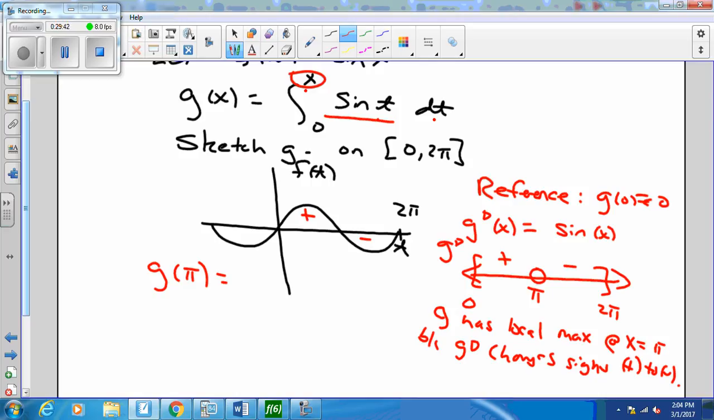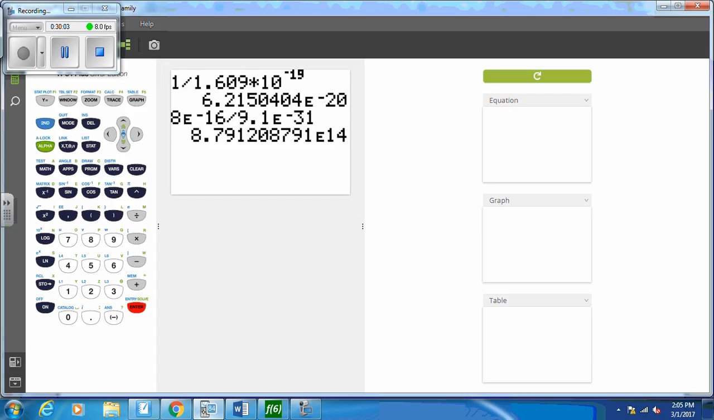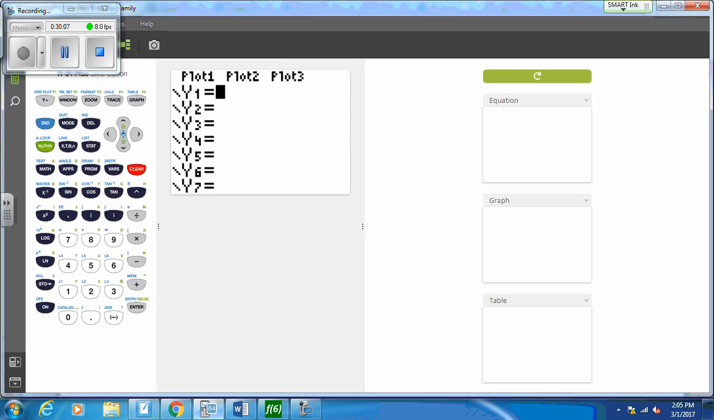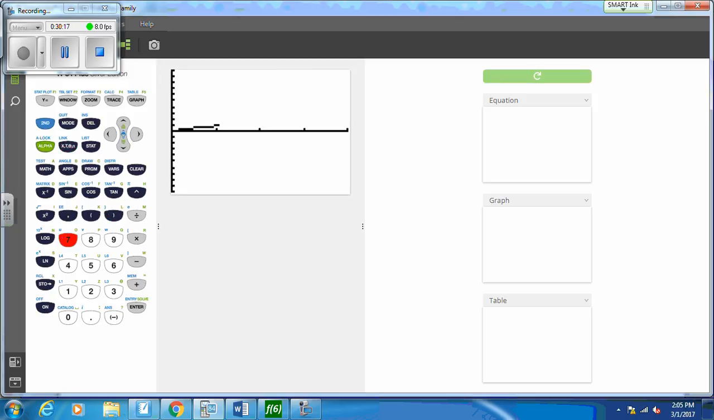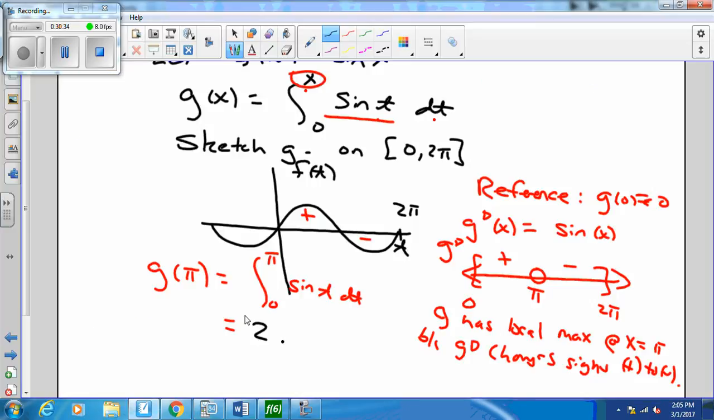Okay, so we have a reference value. What is the value of that local max? What is g of pi? At this moment in time, you can use your calculator to evaluate this. So we go ahead and grab the calculator real fast. Y equals, integrate sine x from 0 to pi, and get a value which is 2. And so that tells me that I have a maximum value of 2 at x equals pi.